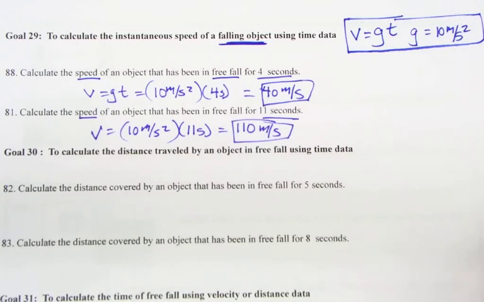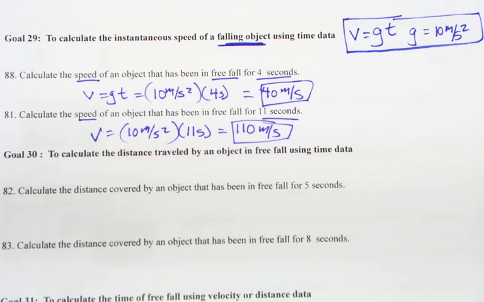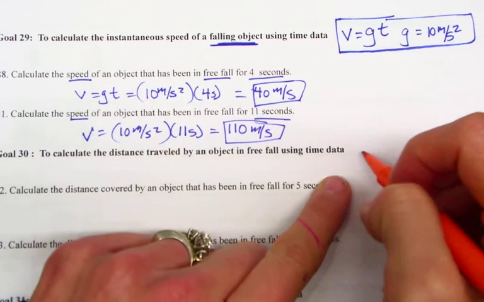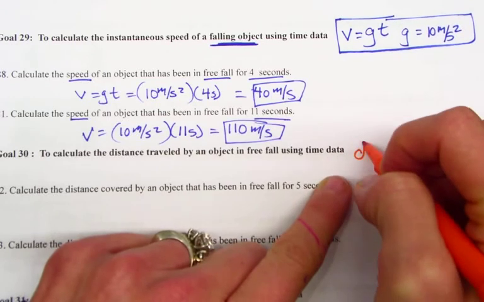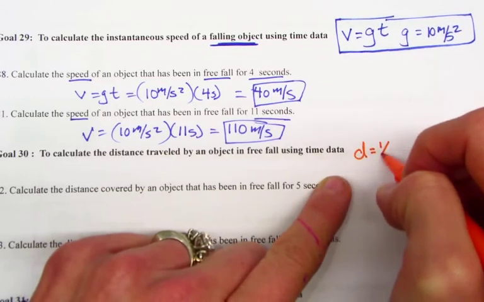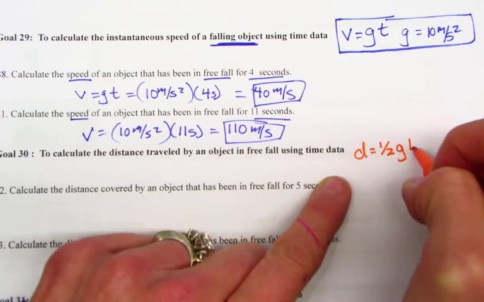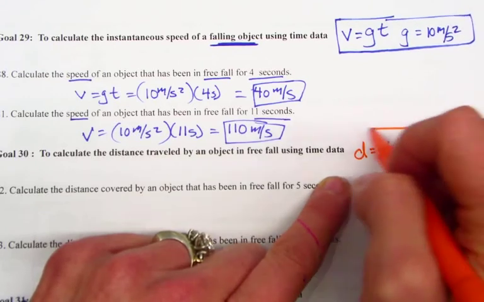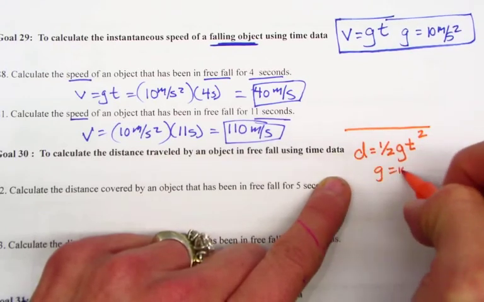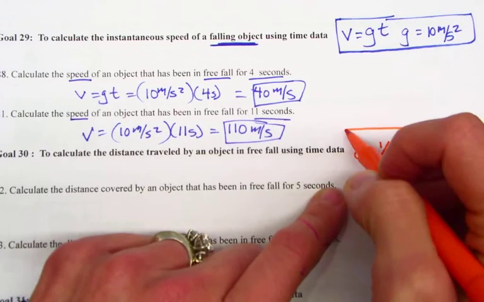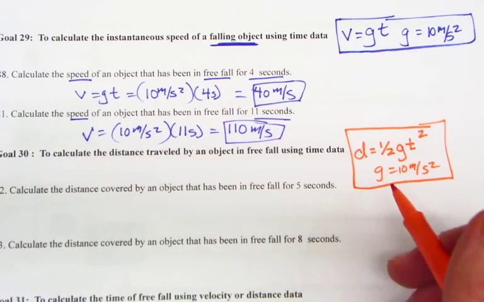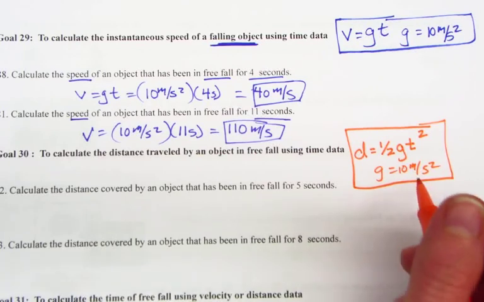To calculate the distance traveled, we have a new equation for that one. Okay, so the distance traveled, you're going to use this one: d equals 1/2 g times the time squared. Again, g is going to be 10 meters per second squared. That doesn't change. In all the problems, we're using everything in comparison to Earth, so that acceleration due to gravity is going to stay the same.